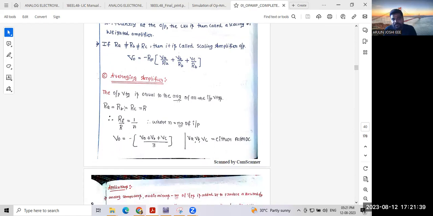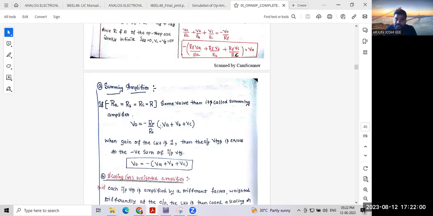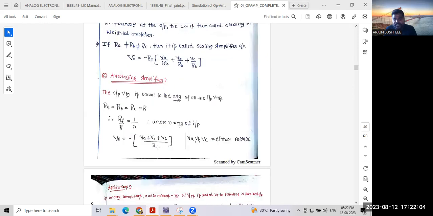The averaging amplifier is very simple. V0 equal to minus VA plus VB plus VC divided by 3. You can consider the output voltage equal to the average of all the input voltages, with RA, RB, RC equal to R. We know RF divided by R equal to 1 by N. We need to consider this equation, RF divided by R equal to 1 by N, where N is the number of inputs.